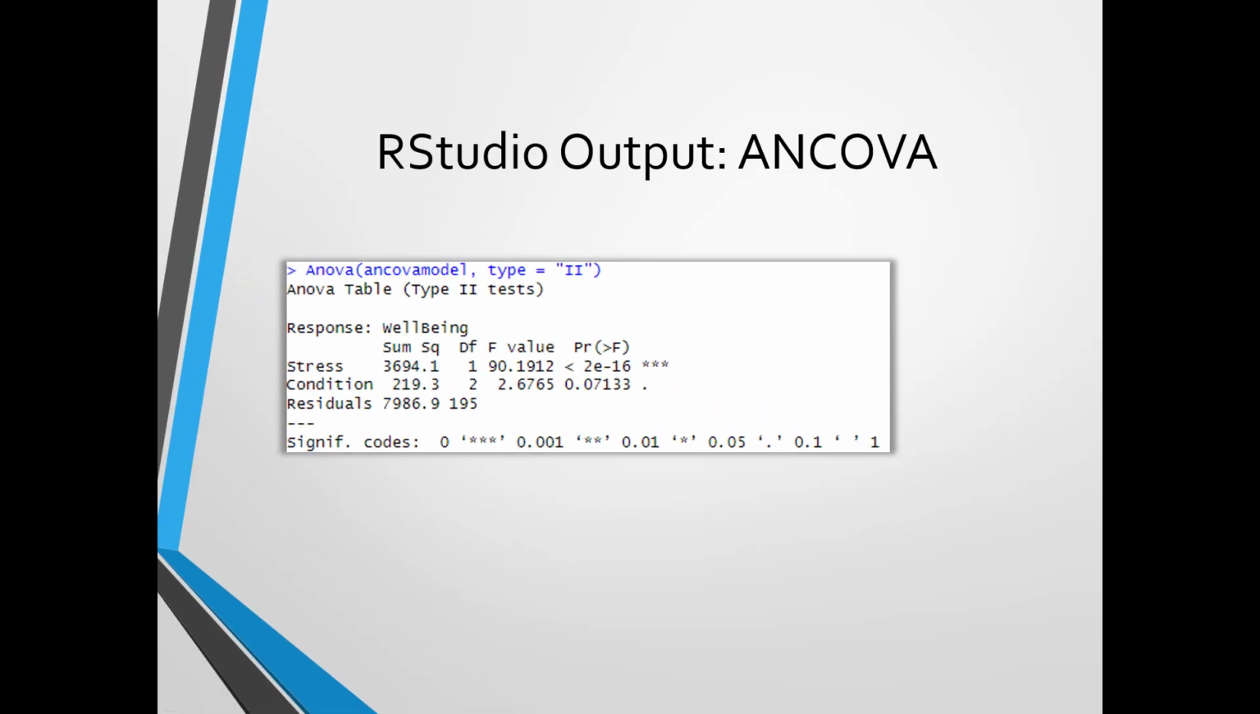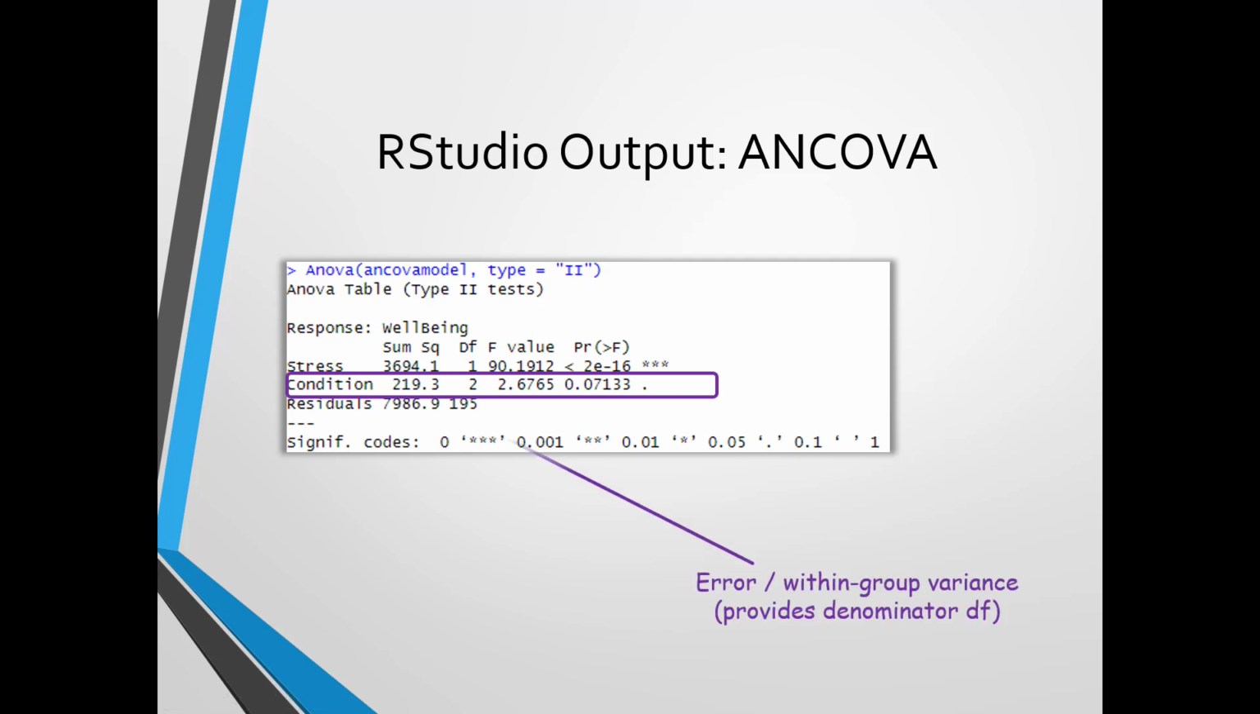So here is our ANCOVA output. And the main place you want to pay attention to is the line that includes your independent variable. And so here for condition, you can see its F statistic and then the p-value associated with it. So you can evaluate your hypothesis about the impact of your independent variable. And you will also want to pay attention to the degrees of freedom that's associated with the area called residuals. That is the error or the within group variance term. And so we will want that information when we write up the results in APA style coming up in a couple slides. But first of all, let's evaluate our hypothesis.